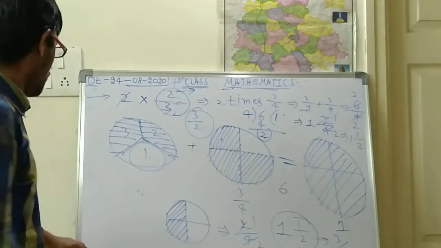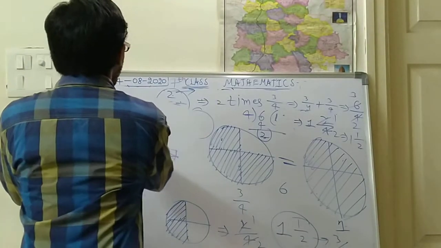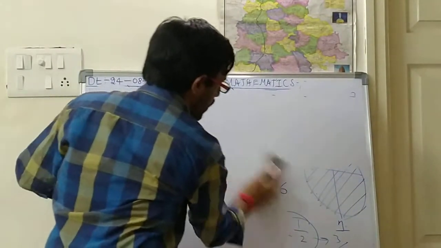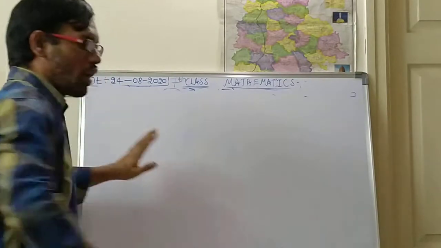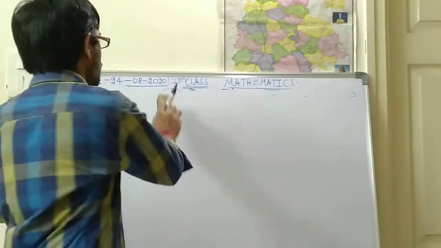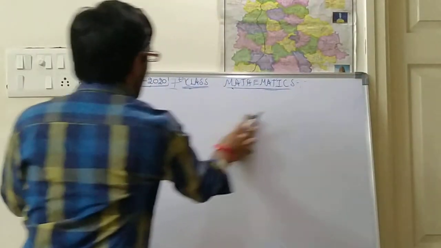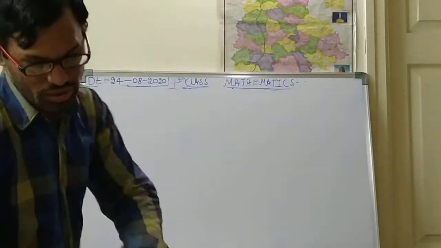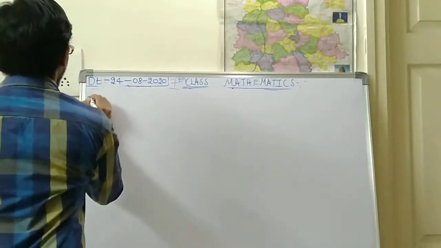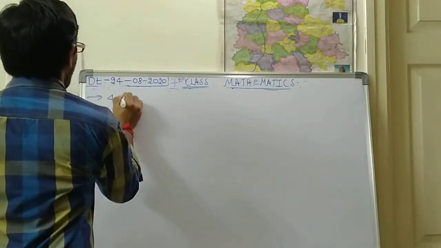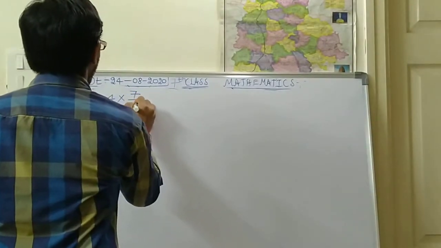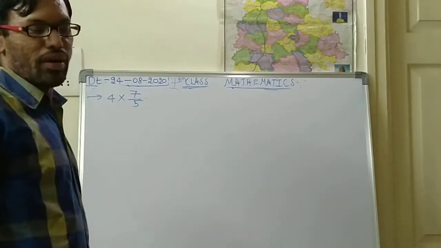Okay. So now we shall see some problems regarding the multiplication of fractions. Okay, I hope you have understood this very clearly. If you are not understanding, now if you see the problems, you can understand. Okay, so we shall do some problems. First one, 4 into 7 by 5.